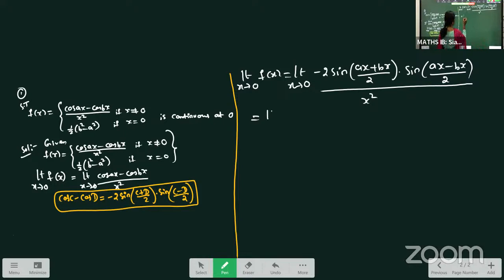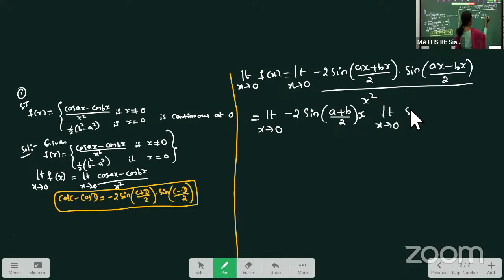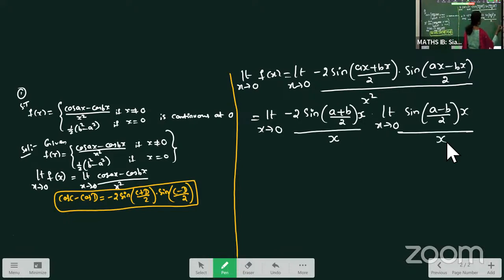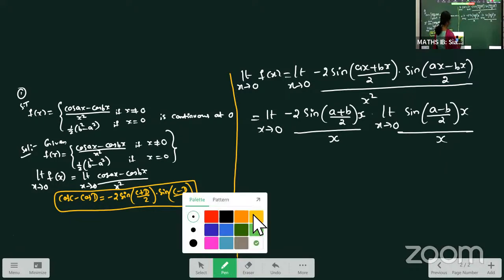Now, limit x tends to 0, minus 2 as it is, sin, from AX plus BX take x common, (a plus b) by 2 into x. Right, limit also separate. Limit x tends to 0. Here also take x common, so we will be getting (a minus b) by 2 into x. Denominator x square is there, so write 1 x to the first term and write 1 more x to the second term. Now you can observe the formula.